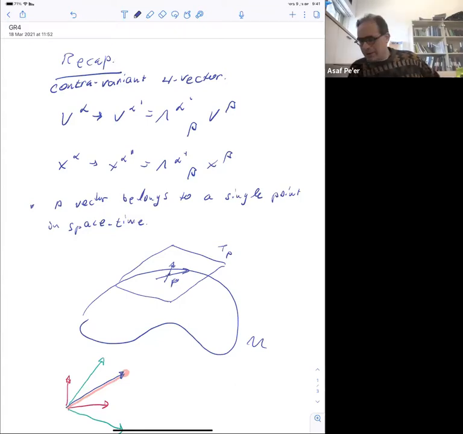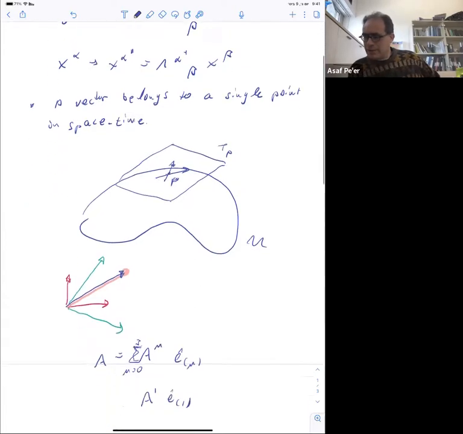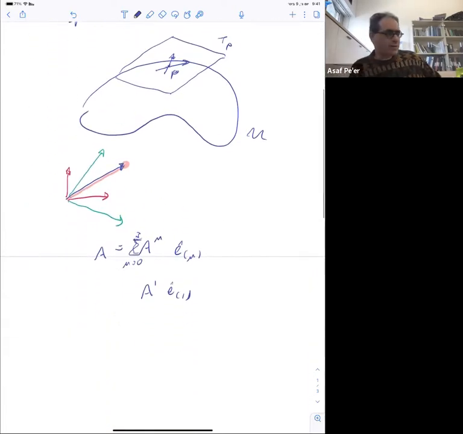Now, what I'm arguing is that the transformation law of the set of basis vectors is actually going to transform exactly the opposite. Excuse me for 1 second. I need to close the door and we open it.